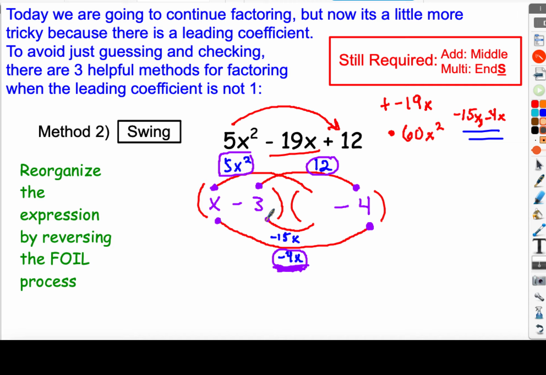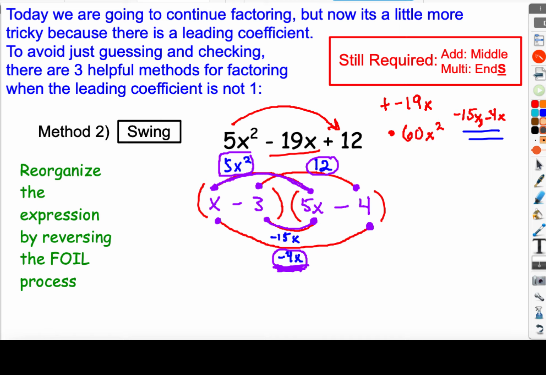Follow the next swing. Again, here's negative 3. We're going to take this swing over here. Well, negative 3 times what is going to give us negative 15x? Negative 3 times 5 would be negative 15, and don't forget we need that x. And then we can double check the last one. 5x times x should be that 5x squared up top.